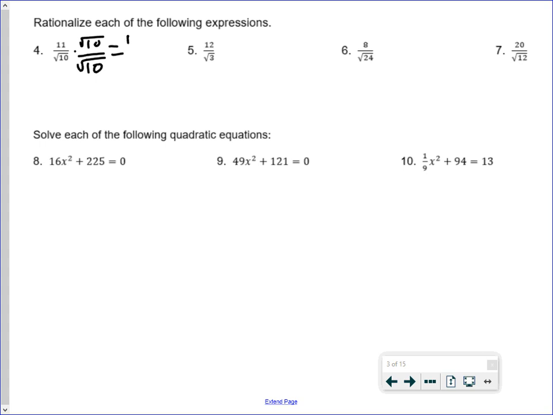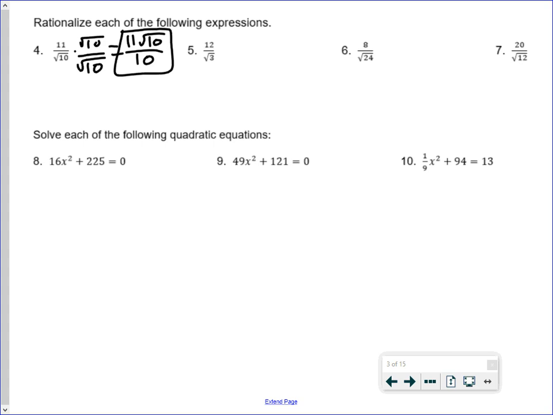So this will equal 11 root 10 all over root 10 times root 10, which is the same thing as just 10, right? You multiply two congruent square roots, all you do is get rid of the square root. So 11 over root 10 can be rationalized to 11 root 10 all over 10.